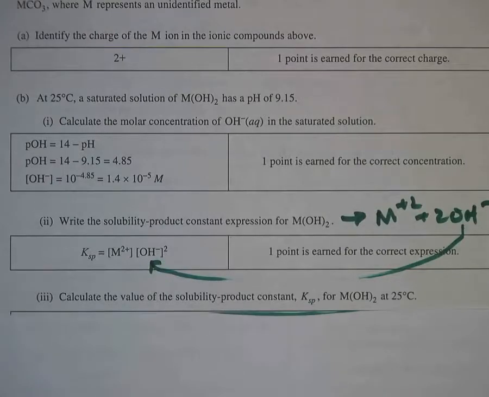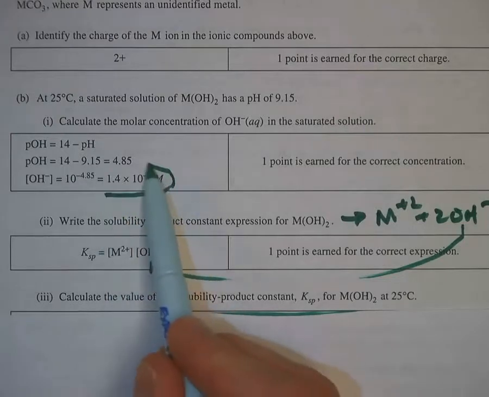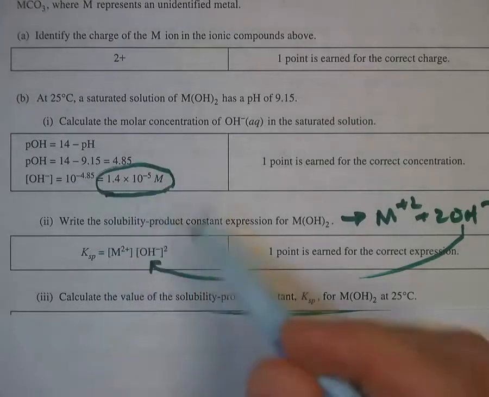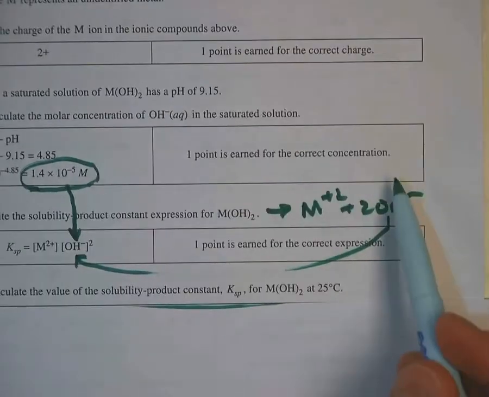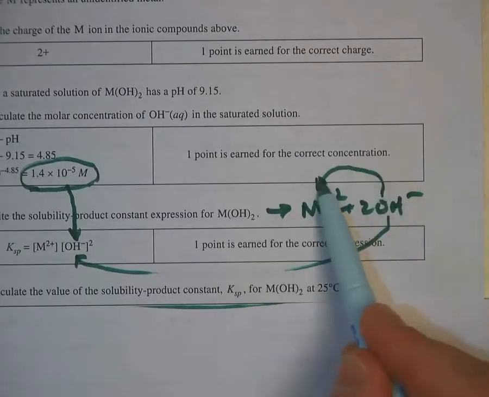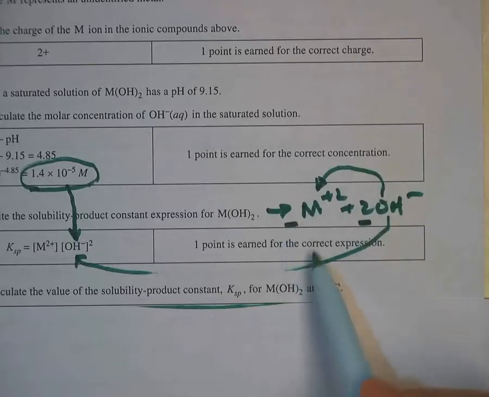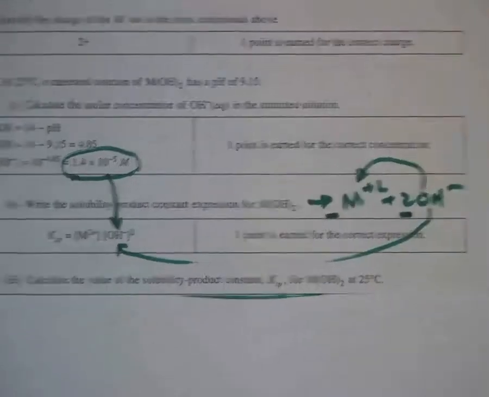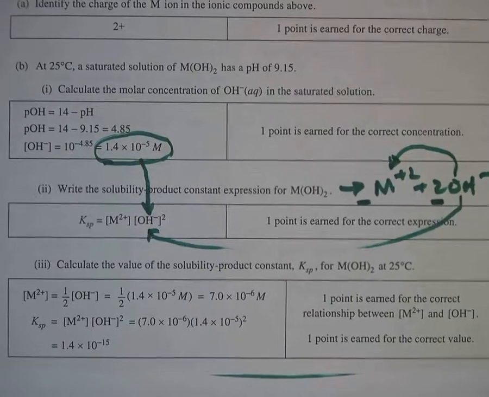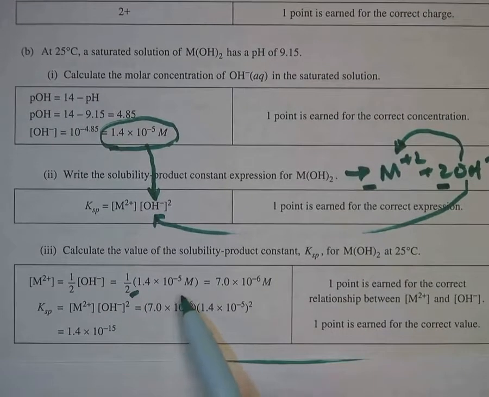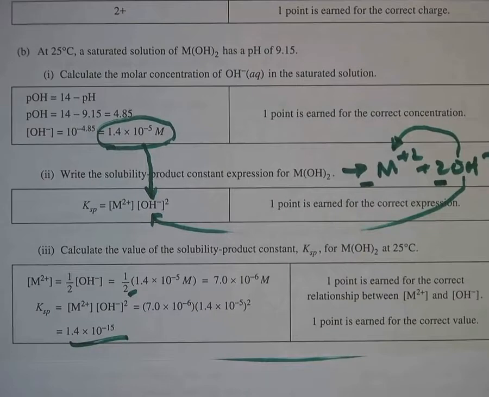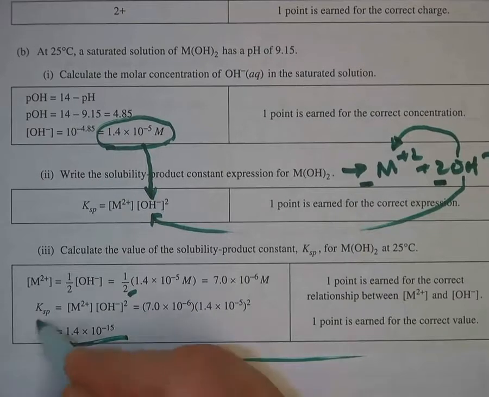Calculate the value of the solubility product. Now, up here, you found the OH minus ion concentration. That's going to go in here. But how is the OH minus ion concentration related to M's concentration? Notice it's a 2-to-1 ratio. For every 2 of these, you get 1 of these. So I need half as much, and you can see they did half as much right here for M's concentration. You end up with 1.4 times 10 to the negative 15th. That's the Ksp of this MOH2 thing.